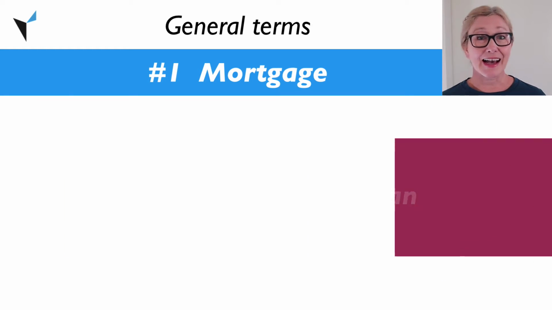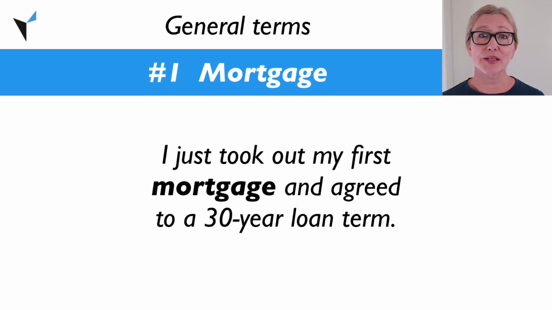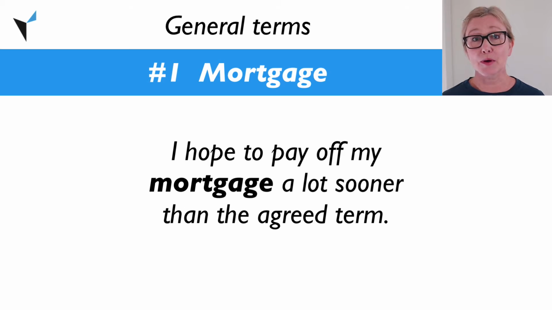Examples. I just took out my first mortgage and agreed to a 30-year loan term. I hope to pay off my mortgage a lot sooner than the agreed term.